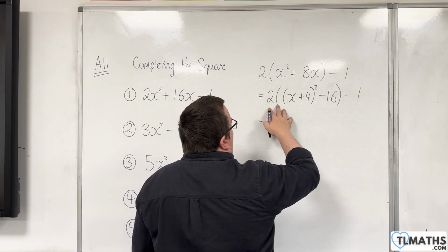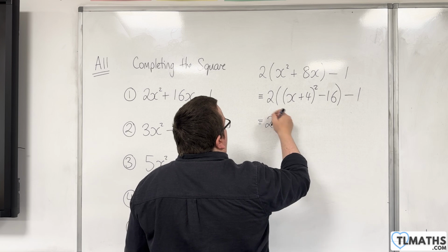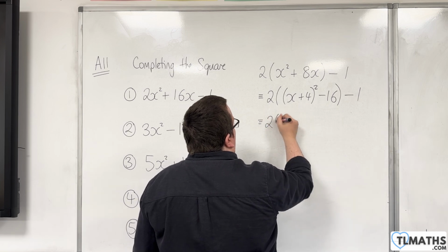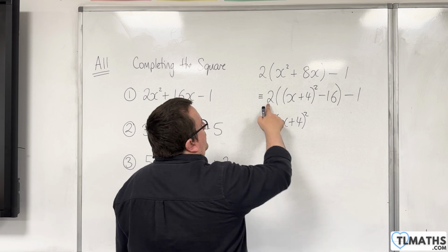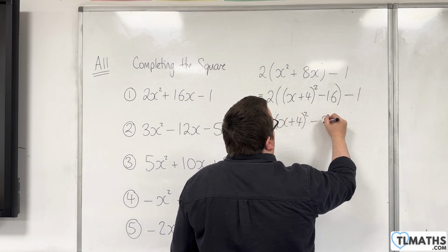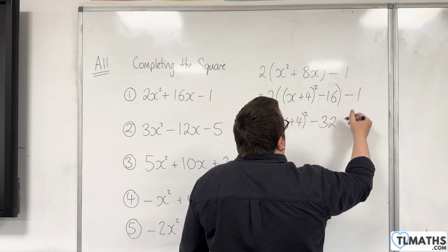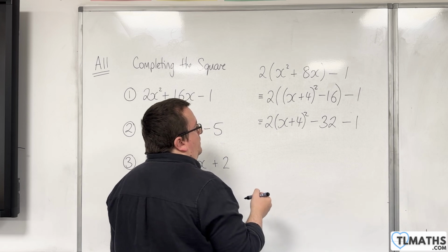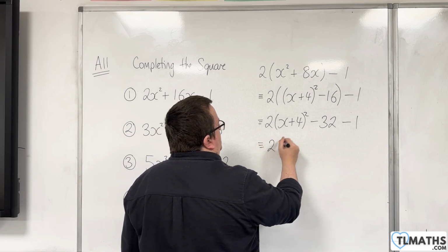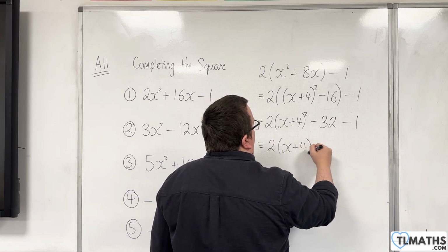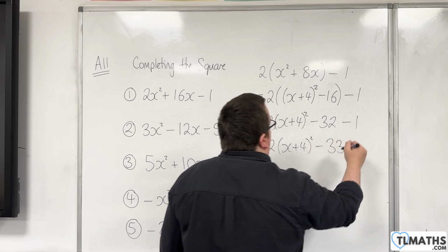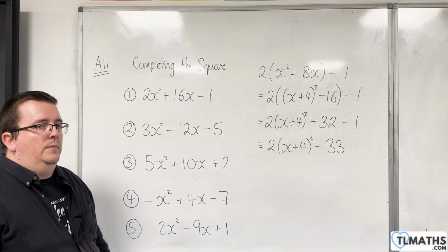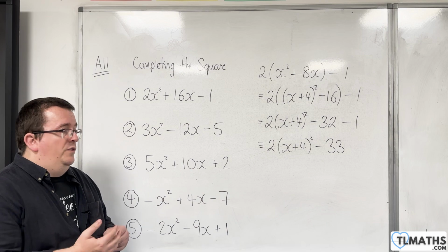We then expand that bracket out. So we're going to have 2 lots of the x plus 4 squared. Leave that alone, don't expand that one. 2 lots of the minus 16 is minus 32. And we've still got the minus 1 on the outside. So 2 lots of x plus 4 squared, and we've got minus 32 take away 1, so minus 33. Okay, and we're done with that one.